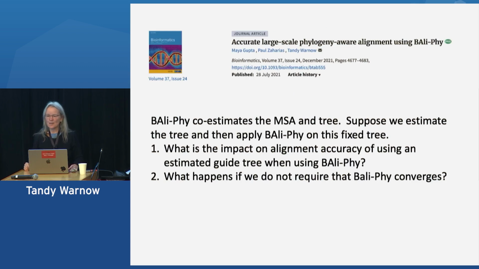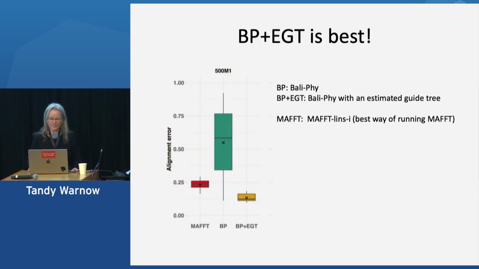Now, the next thing we did about BAli-Phy is that it's co-estimating alignments and trees. It takes a huge amount of time for it to converge. Can we make it converge faster by saying, we're going to figure out the tree first, and now you just do the alignment? And what if we don't make it converge? What if we just stop and use what we get? So what's the impact on alignment accuracy of computing a tree in advance? And what's the impact of not waiting for it to converge?